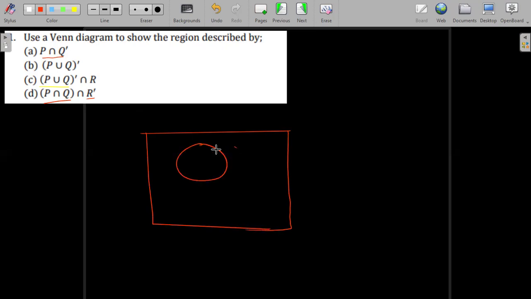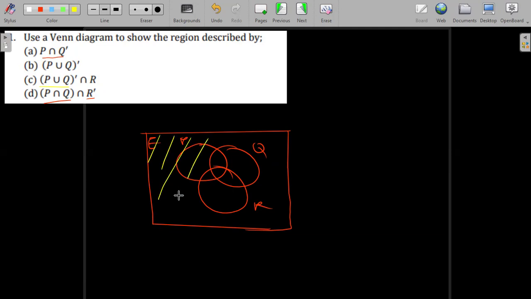So I have 1, 2, and 3 there. Then I'm going to say P, Q, and R, then E. R complement is everything outside what? Outside R. Apart from the set R, everything outside R is going to be this. So I'll not shade R, but I'll shade everything else. I'm not touching the set R at all because it's a complement. So this here is R complement.